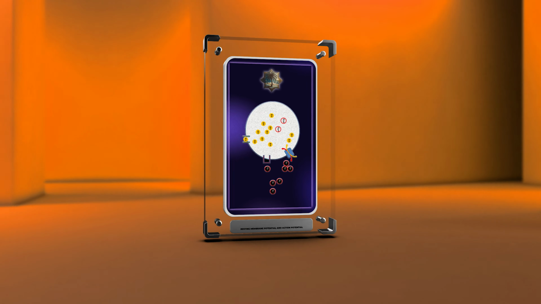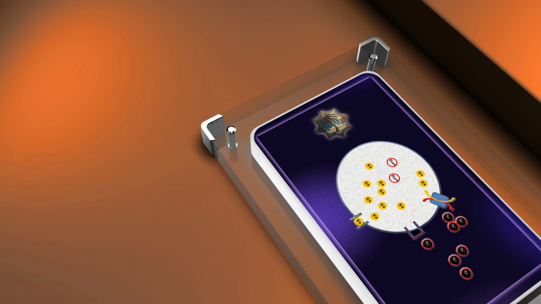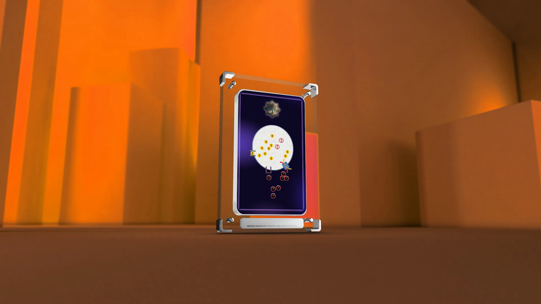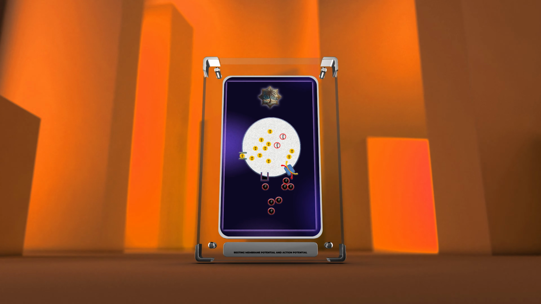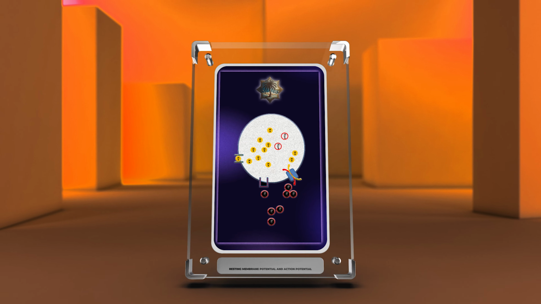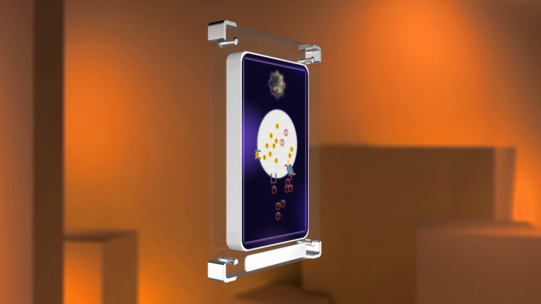Welcome to today's lecture on the intricate topic of membrane potential and action potentials. As medical students, it is crucial to understand the fundamental principles underlying these electrical phenomena, as they form the basis of neurological and cardiovascular physiology.